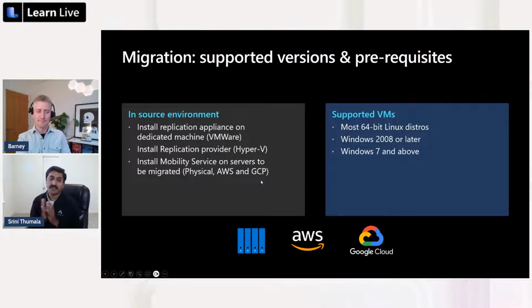And with that being said, what are we supporting? With respect to the support for VMs in Azure, we do support most of the Linux 64-bit distributions. We do support Windows 8 as well. Even though this is end of life, end of support, we give customers an option to still run these workloads in Azure before they decommission it or move the application to a different operating system. Barney, since we talked about 2008, have you seen customers still on 2008?